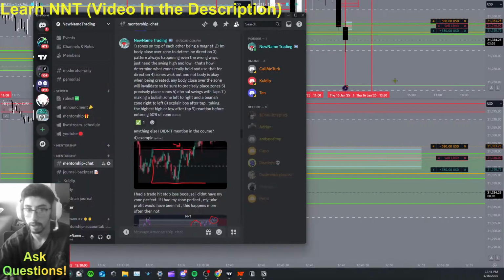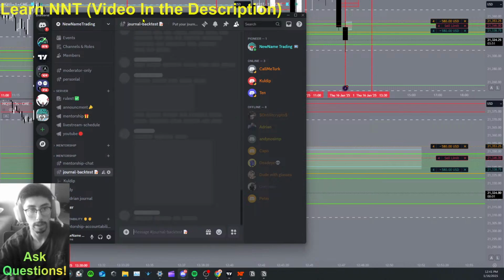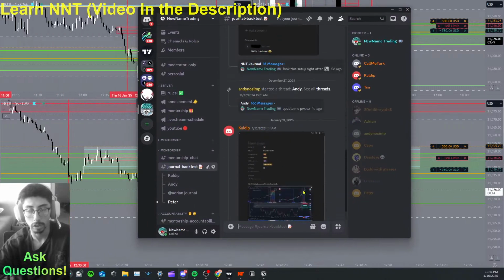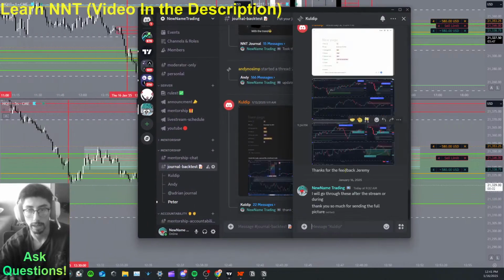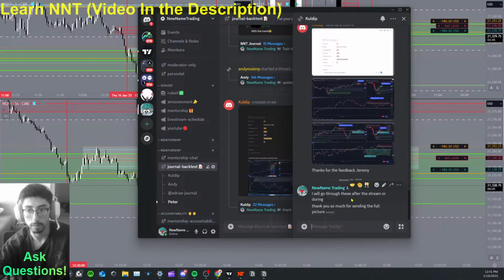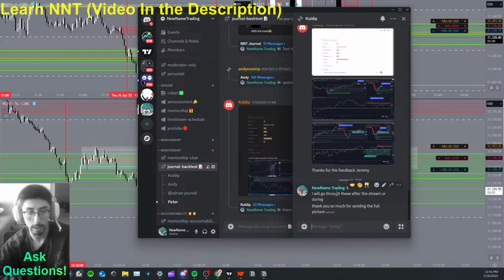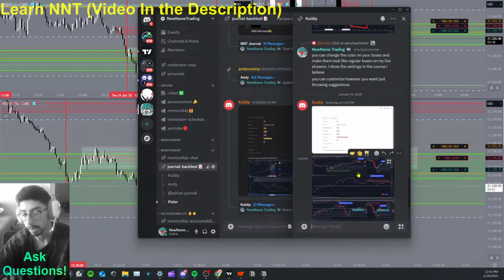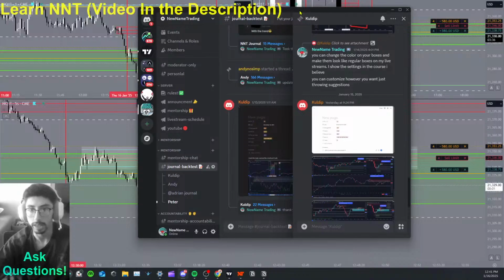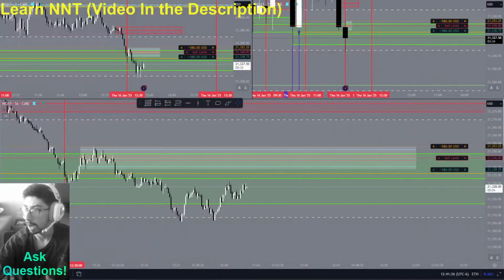Like I can just snip it since I already have it open. Journal backtest right here. So then see people are submitting their journals, and my journal's on here too. I look through their trades. It's really cool. So I told him, I will go through these after the stream or during. Thank you so much for sending the full picture, because I told him to submit it differently. And I go through his trades. He takes notes on it. And I help him improve.